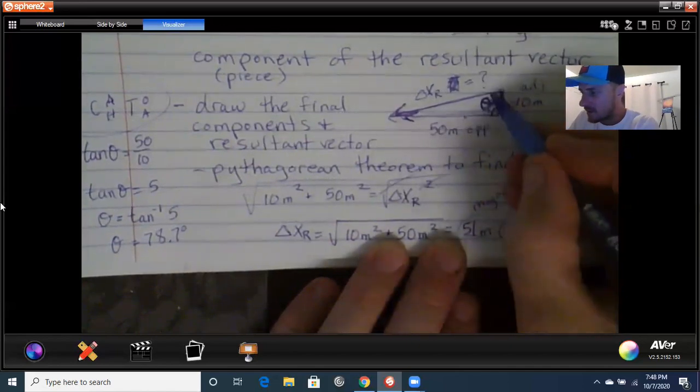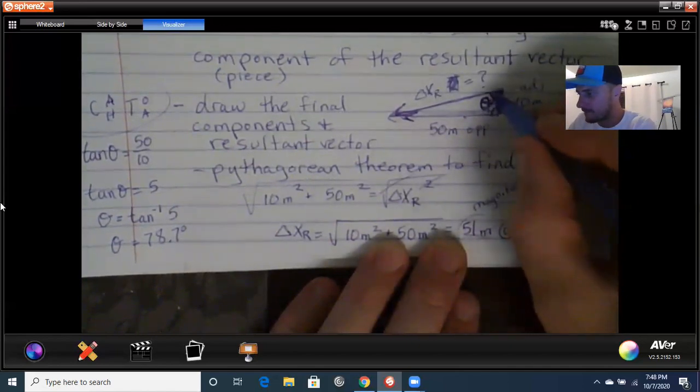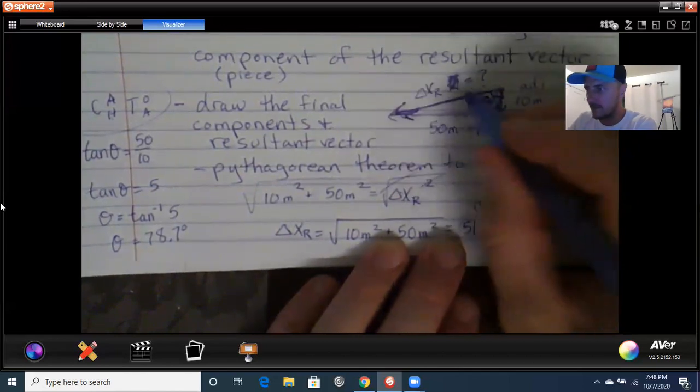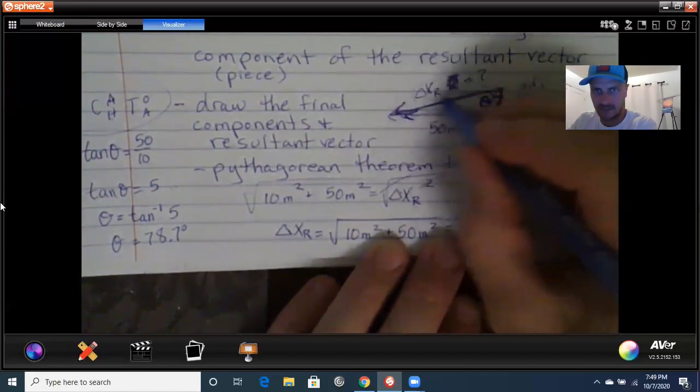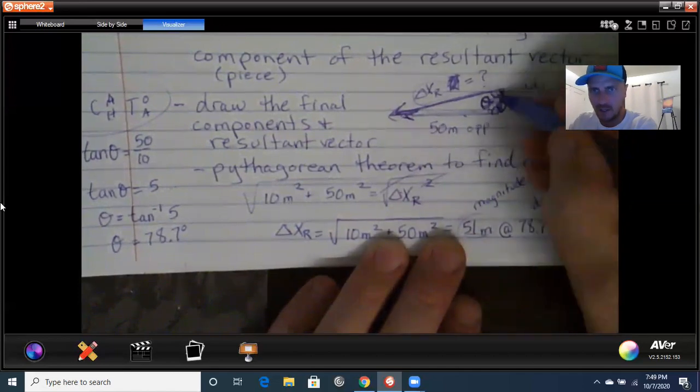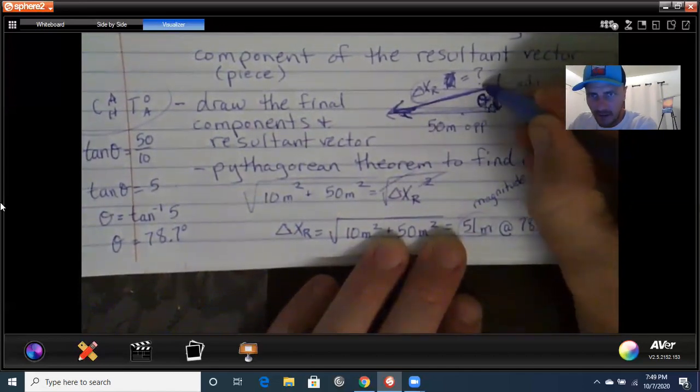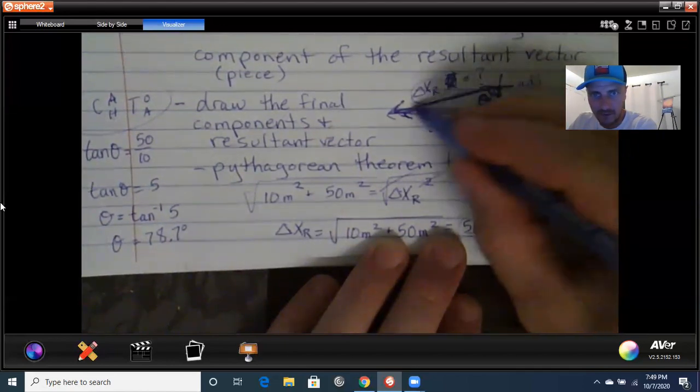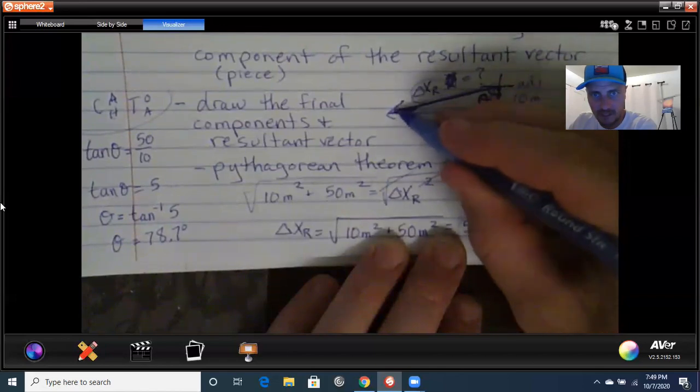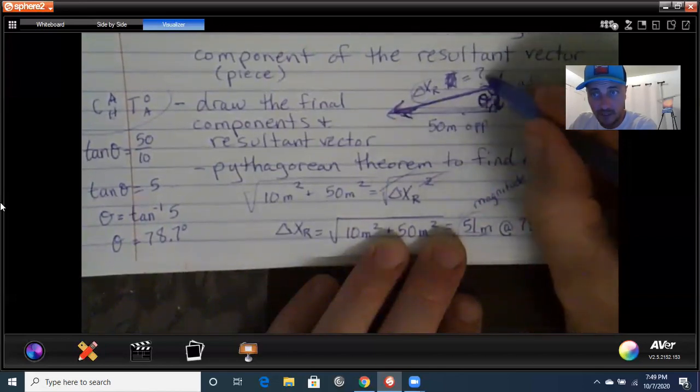Here is your result, right? That's delta x. How much was it? 51. If I put a little xy axis here, and that's what you need to do, go to the tail of the result vector. Here's my result vector, right? There's the head of it. There's the tail. Put an xy axis.